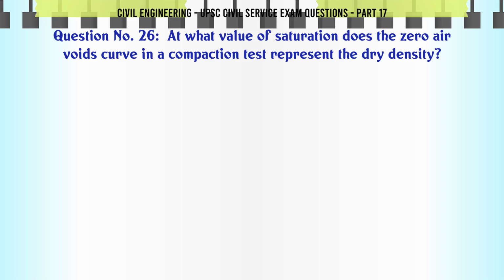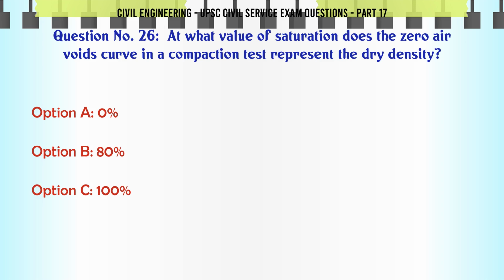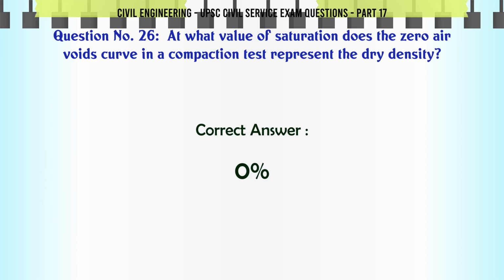At what value of saturation does the zero air voids curve in a compaction test represent the dry density? A. 0, B. 80, C. 100, D. 50. The correct answer is 0.